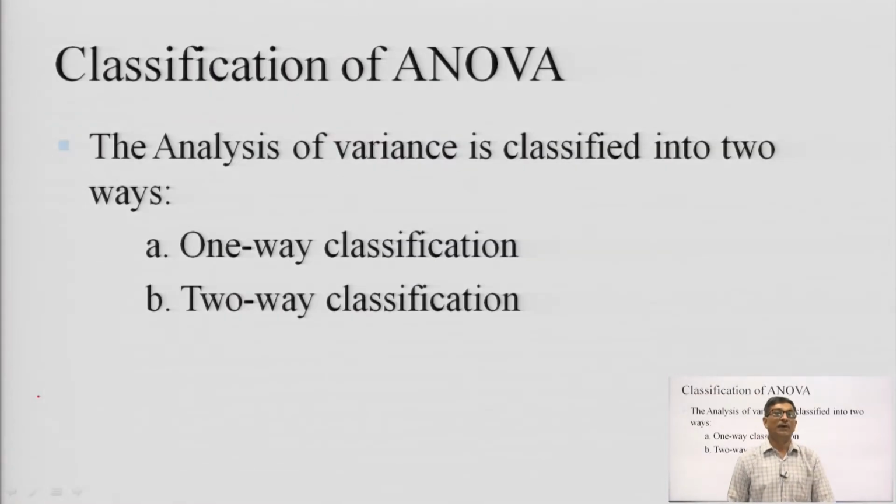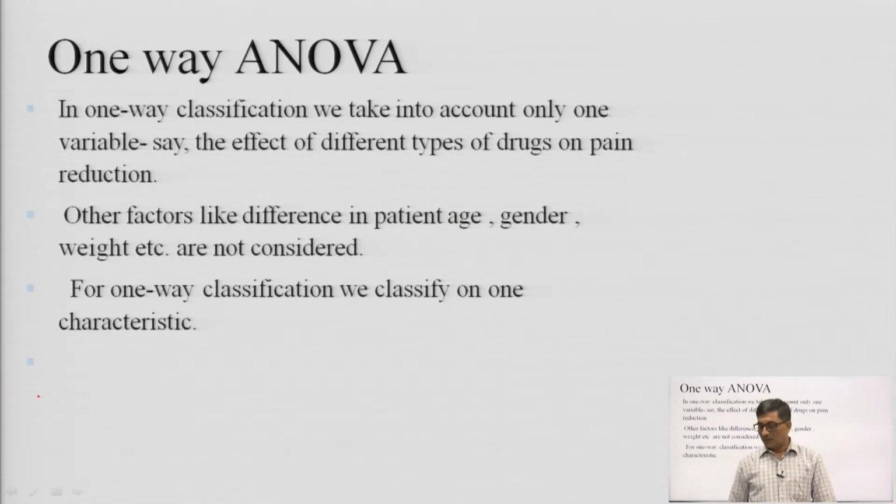When we classify ANOVA, we generally have two types: one way ANOVA and two way ANOVA. In one way ANOVA classification we take into account only one variable, say the effect of different types of drugs on pain reduction. That means in one way ANOVA our data is classified on the basis of one characteristic.